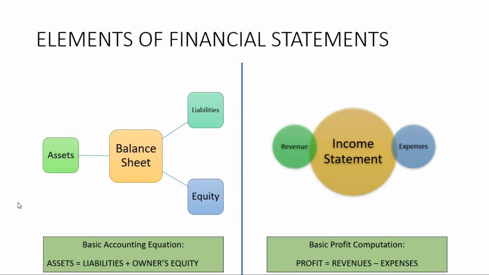Okay, so balikan lang natin yung elements ng financial statement. So, this diagram. Basically, class, your balance sheet elements will comprise your basic accounting equation, which is the assets is equals to liabilities plus owner's equity. Also, your income statement elements, yun yung gagamitin natin pag-compute ng profit. So, ito yung basic profit computation, which is profit can be computed as revenues minus expenses.